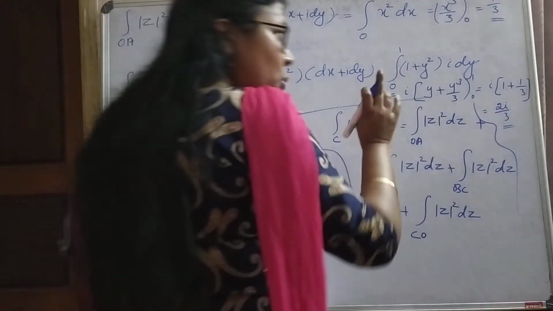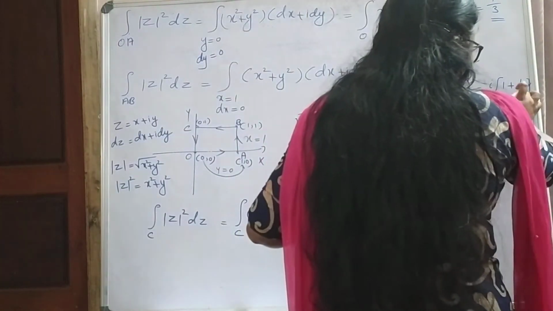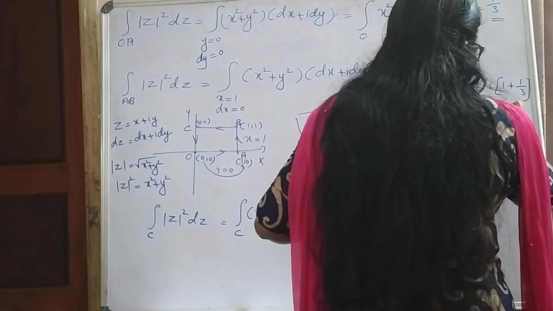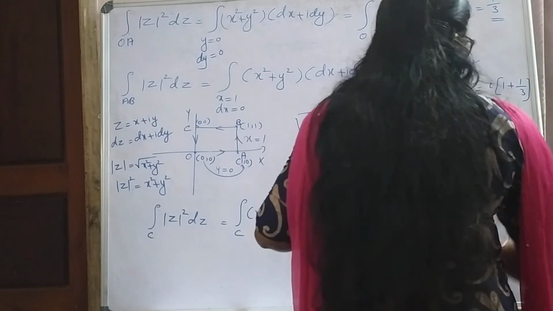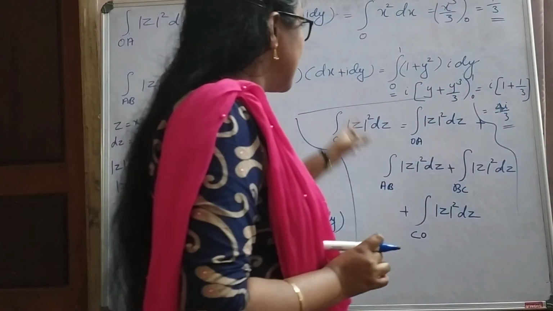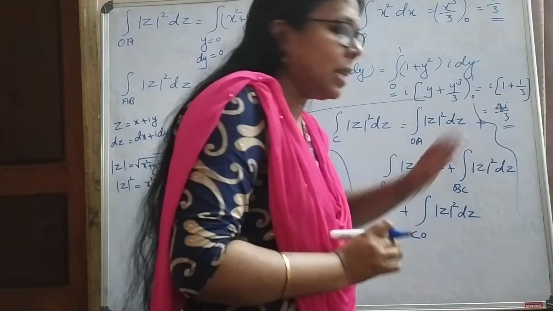It is not 2i by 3. 1 plus 1 by 3 is 4 by 3. That is 4i by 3. The answer for the second integral is 4i by 3.